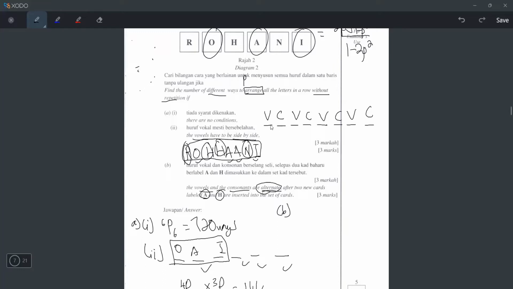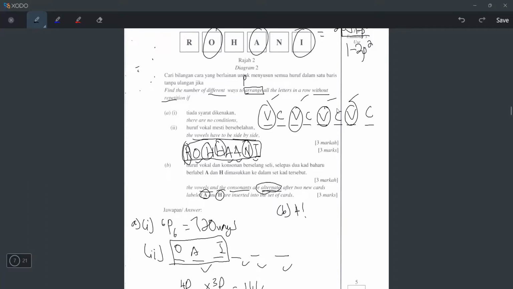Right. So imagine we are putting vowels in this spot, this spot, this spot, this spot. So we have 4 vowels, right? O, A, A, and I. So you will just do 4 factorial, okay? Because 4 vowels, you want to arrange into these 4 spots, okay?